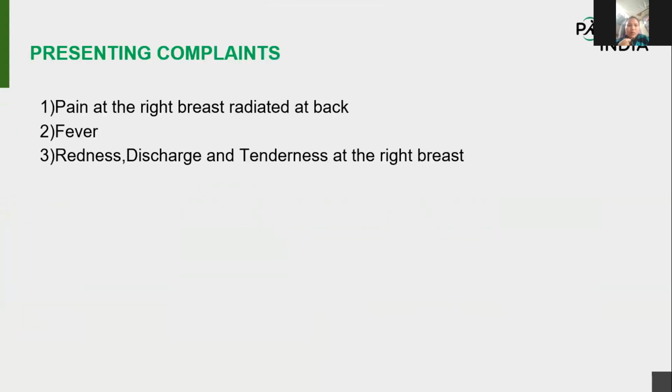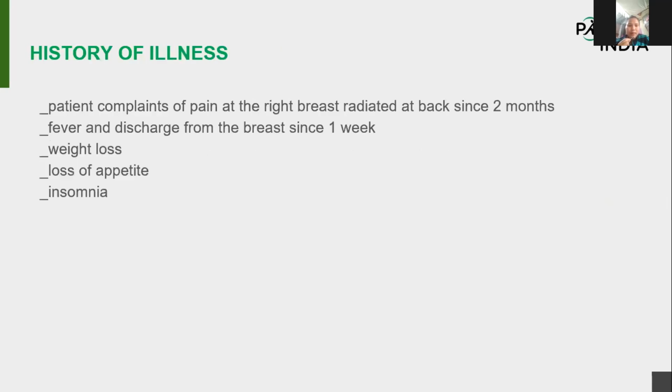Her presenting complaint is pain at the right breast, which radiates to the back, and fever, and then redness, discharge, and tenderness at the right breast. History of illness is my patient complains of pain at the right breast, radiated to the back since 2 months, fever and discharge from the breast since 1 week, and weight loss, loss of appetite, and insomnia.